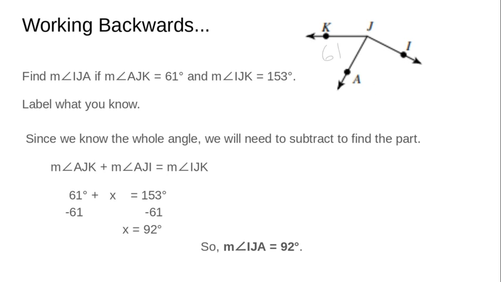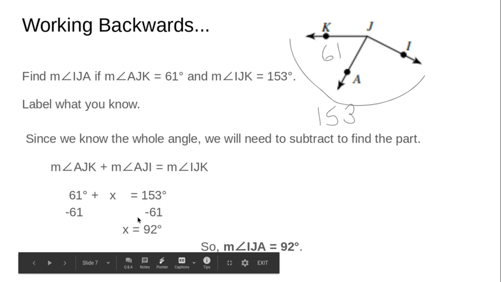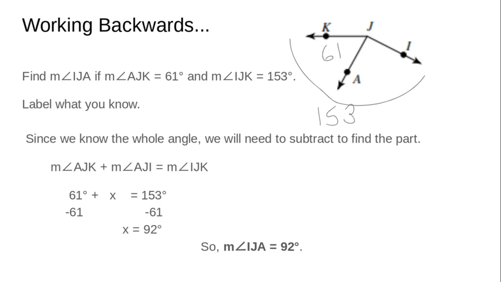I would suggest you start with labeling what you know. We know 61 and we know the 153. So if I want to find this missing part right here, I need to do the 153 minus the 61, which is what happens when we're solving our equation. And we get the fact that IJA has a measure of 92 degrees.